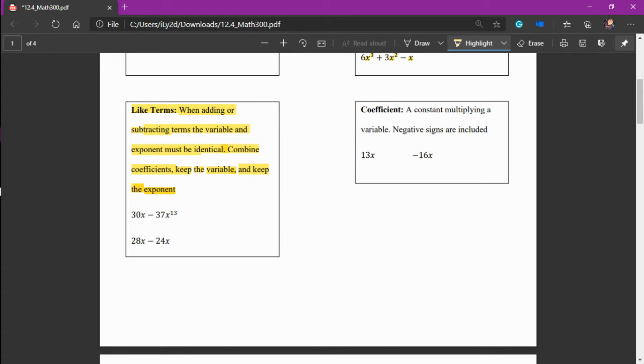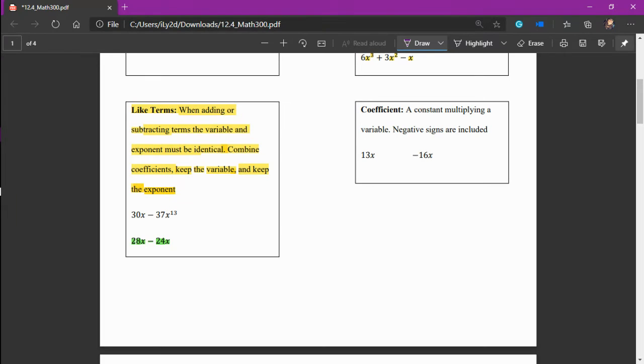So if you look at that 30x and then a minus 37x to the 13th power, of course, those would not be the exact same variable with the exact same exponent. Yeah, they both have an x, but they do not have the exact same exponent. But if you look at the second example there, here we go. 28x minus 24x. Y'all, we could actually do math there.